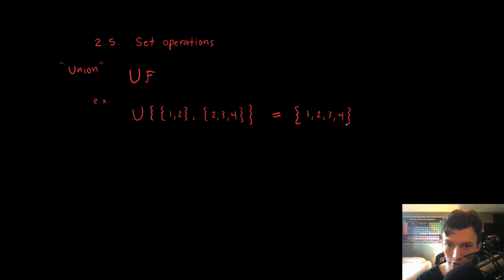For example, the union of this family here, {1, 2}, {2, 3, 4}, so I have these sets as elements, is equal to this set here, {1, 2, 3, 4}. So it is all the elements that appear at least once in each of the sets.